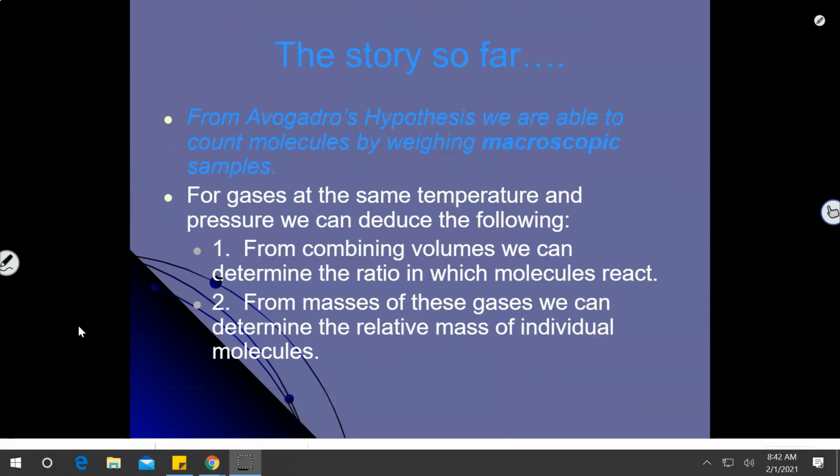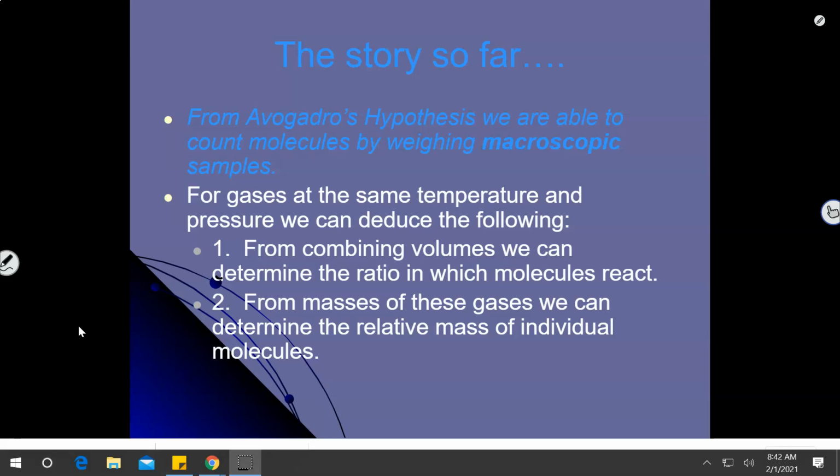So just to sum up, what we've had in this unit so far is we've been using Avogadro's hypothesis that he used to count molecules by weighing macroscopic samples. Okay, so remember they started with gases, and they made the assumption that in a gas, if it's kept at the same conditions, the number of particles in there is constant for any type of gas. And so that's where they developed the concept of the mole. And so from masses, they could also determine the relative mass of individual molecules.